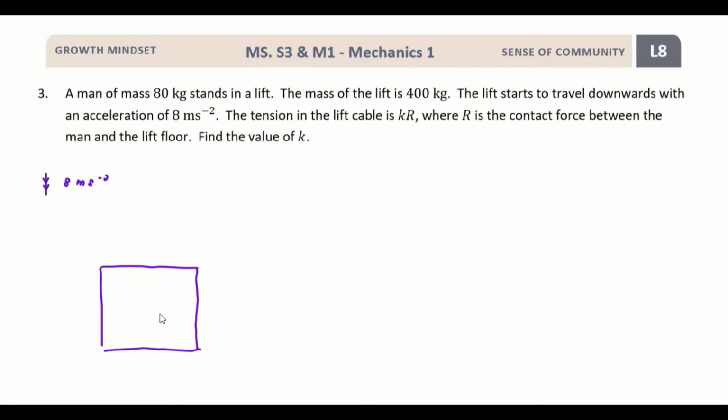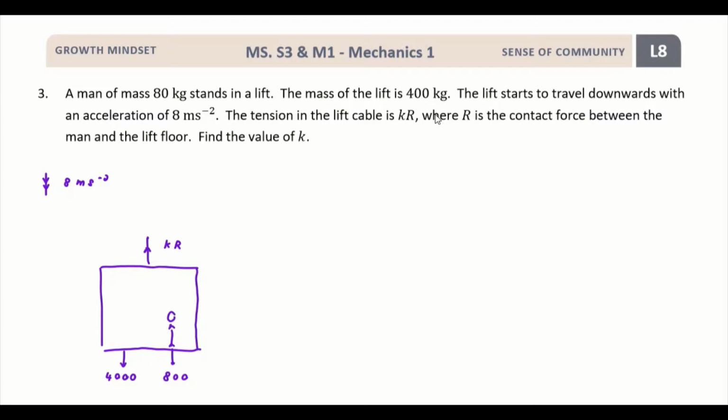This man of 80 kg has a weight of 800. The lift's weight, from its mass of 400, is 4,000. The tension of the lift cable is T, and R is the contact force between the man and the lift floor. This will be like a simultaneous equation, because T is related to our normal reaction. So we need to find R first so that we can solve for T.